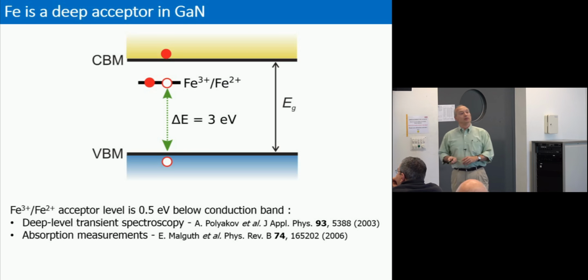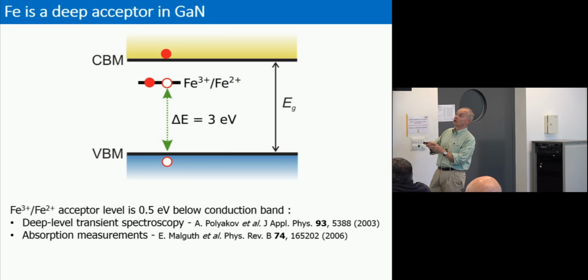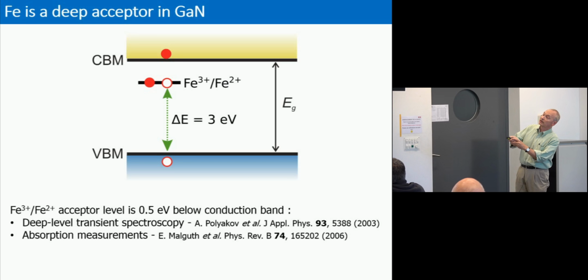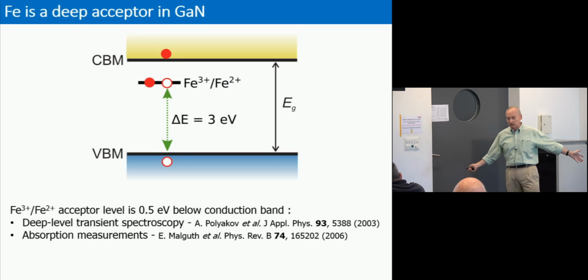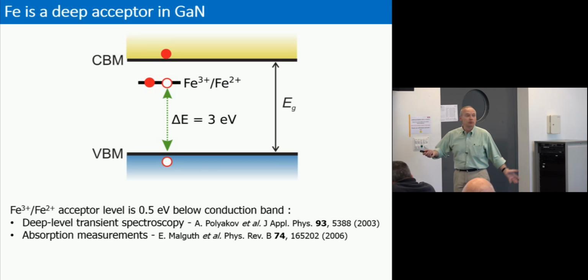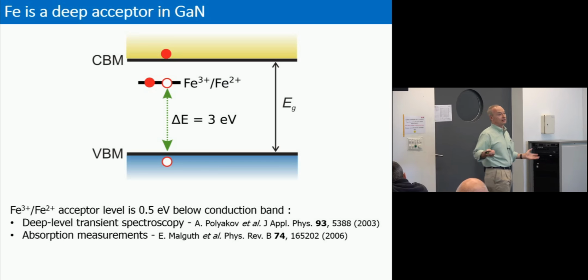Based on our rule of thumb, we said that only defects that have a level near the middle of the gap would give you strong non-radiative recombination. Based on the position of this defect level, you would think that iron is going to be harmless, right? Its level is close to the conduction band, so very fast capture of electrons. The level is so far away from the valence band, this energy difference is so large, that the capture rate for holes is going to be negligibly low. You don't have to worry about this in terms of non-radiative recombination. That's what the simple rule of thumb says.